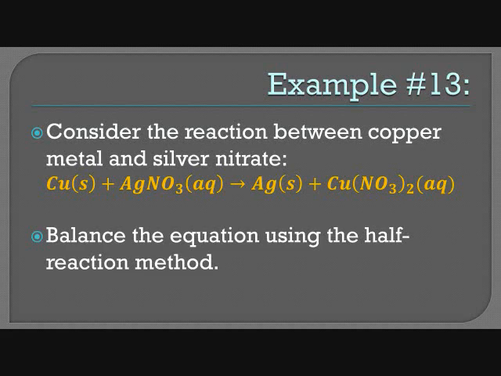So, if you have a hard time seeing this, what I see right now is the nitrate grouped together exactly the same on either side. That is a hint that it's going to be a spectator ion. Okay? So in our ionic equation, we're going to get rid of the nitrates, but everything else stays. The coppers and the silvers, all ions and solids, stay as is. Okay? So let me rewrite it on this page.